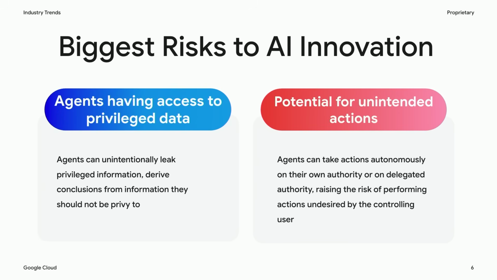With all of this in mind, really there are some major risks to AI innovation. Number one is agents having access to privileged data, meaning data that they should really not have access to in terms of how they make decisions. And then the second big risk is these agents making or taking unintended actions, actions that were not desired by the actual controlling user. Combined together, these risks really pose a challenge for AI innovation as we go forward. These risks can really quickly erode trust of users in AI, and therefore it's very important that we mitigate these.